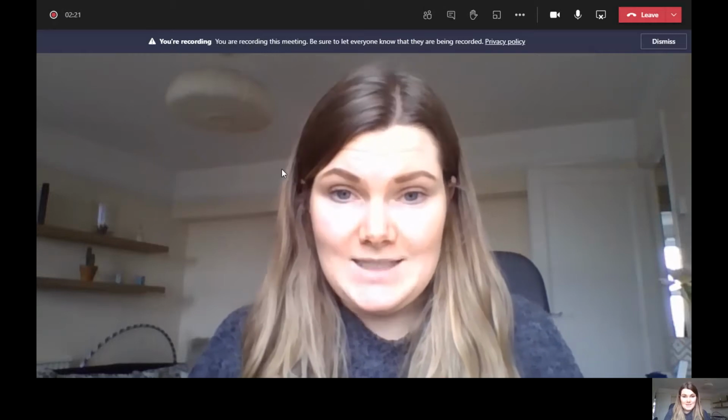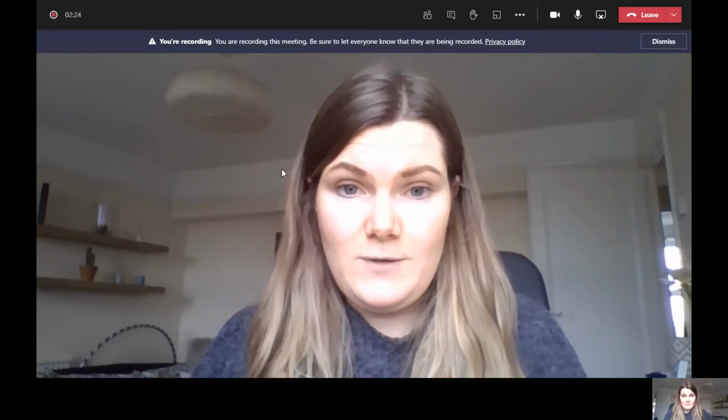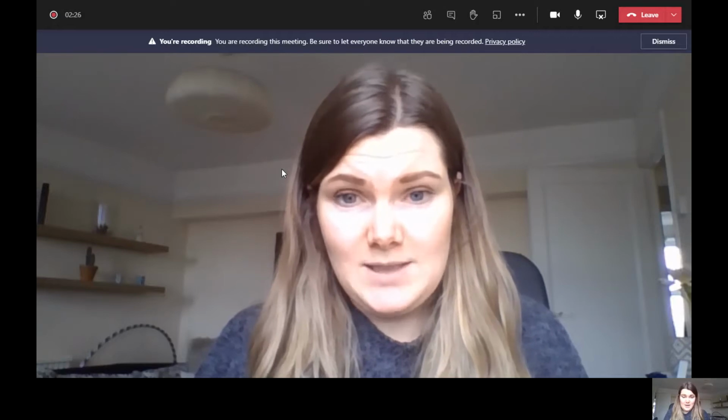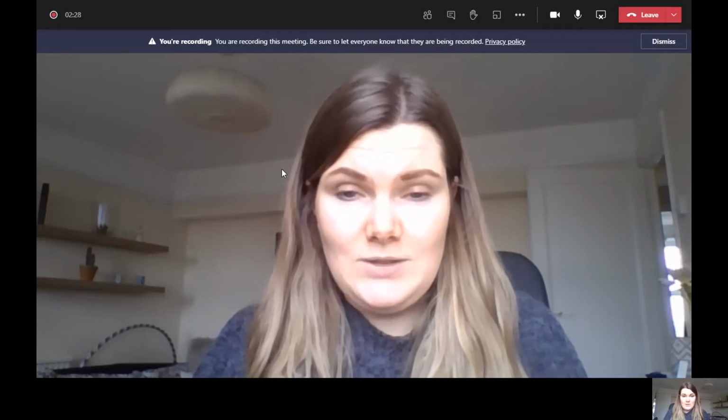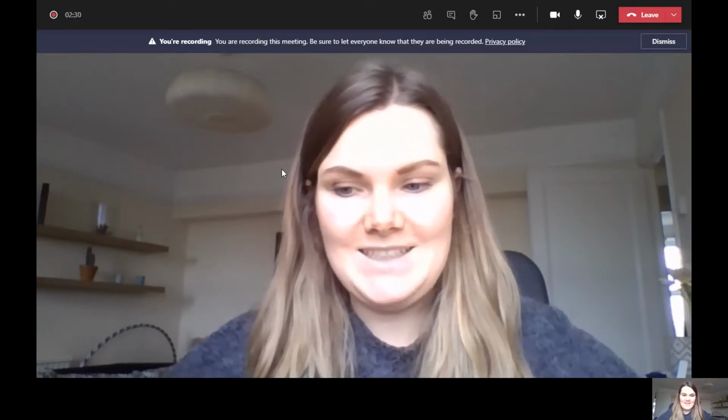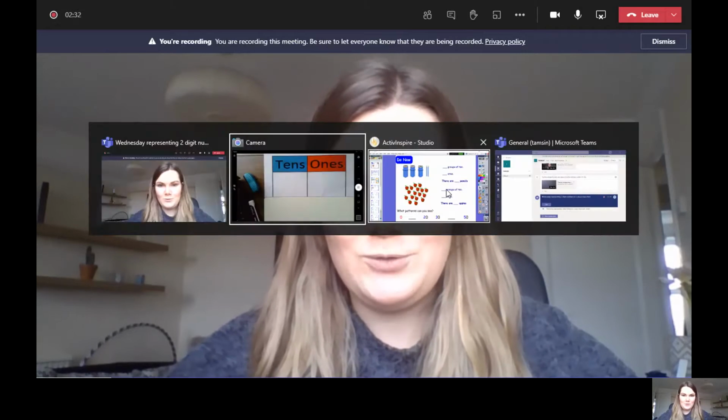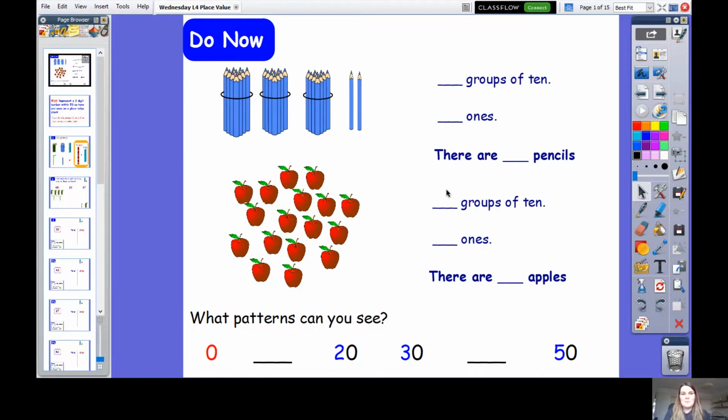So we're looking at our numbers to 50 using place value charts today. And today I'm going to share my screen and let's see if we can remember some of our previous knowledge. Okay, so I would like to know how many pencils there are. How many groups of tens are there? How many ones? And how many pencils there are altogether.